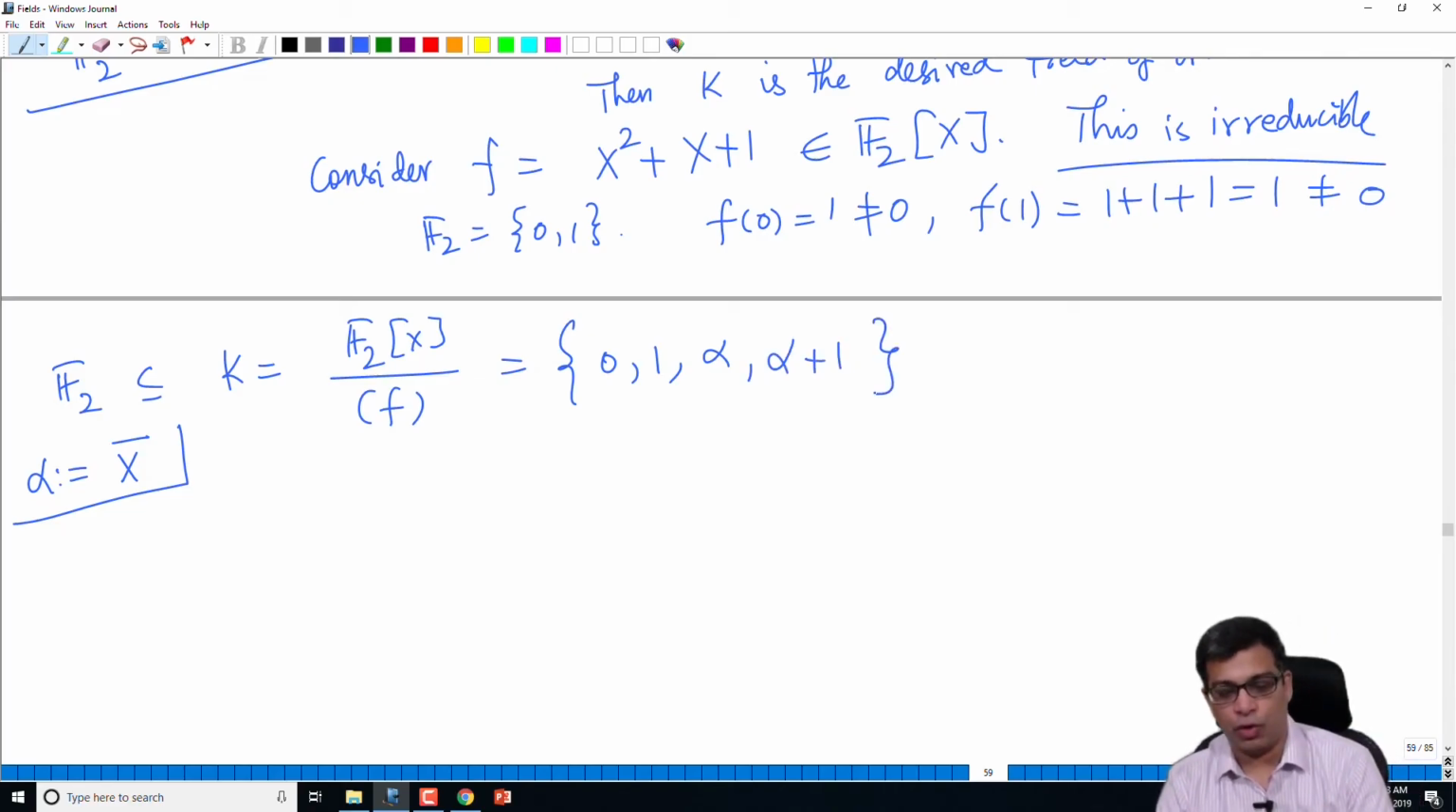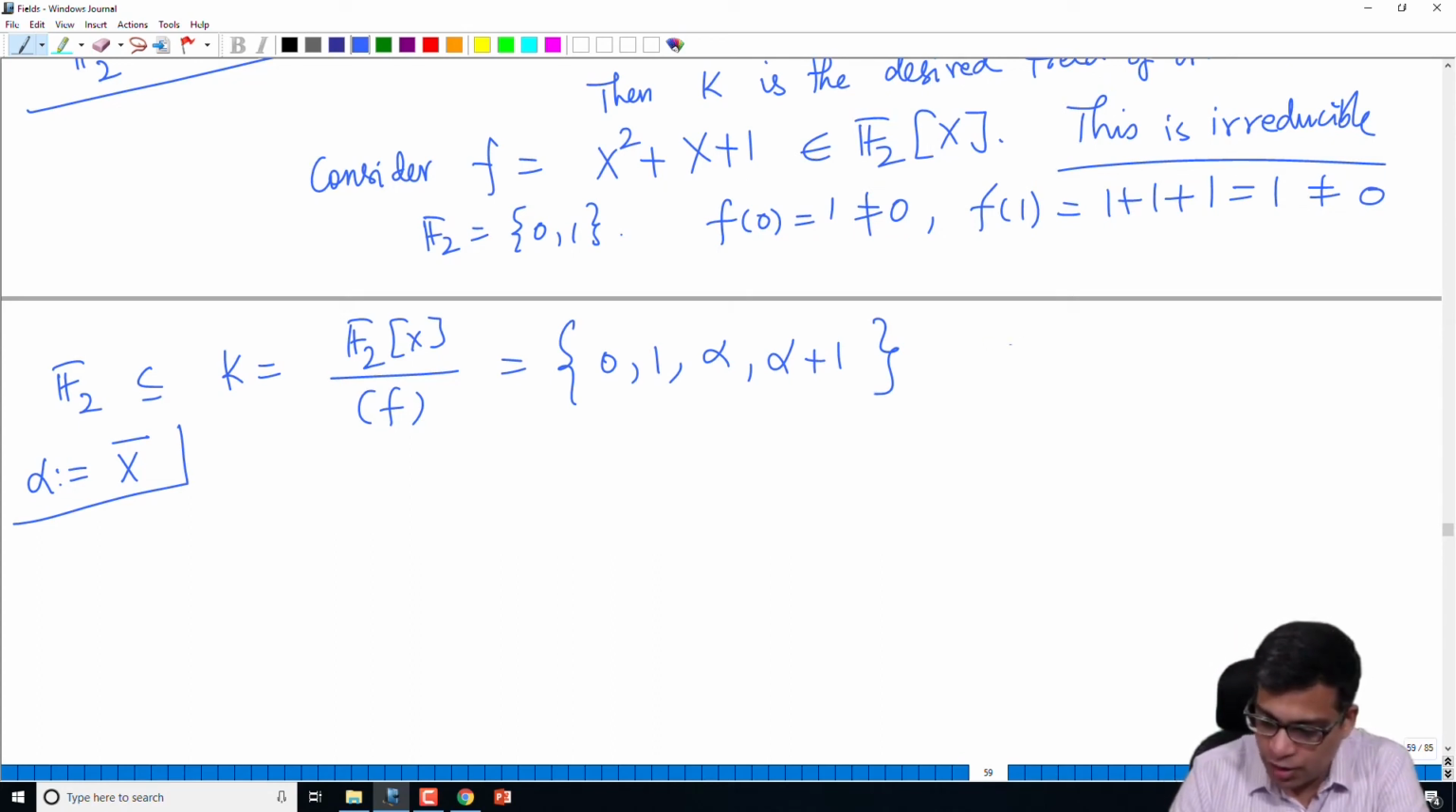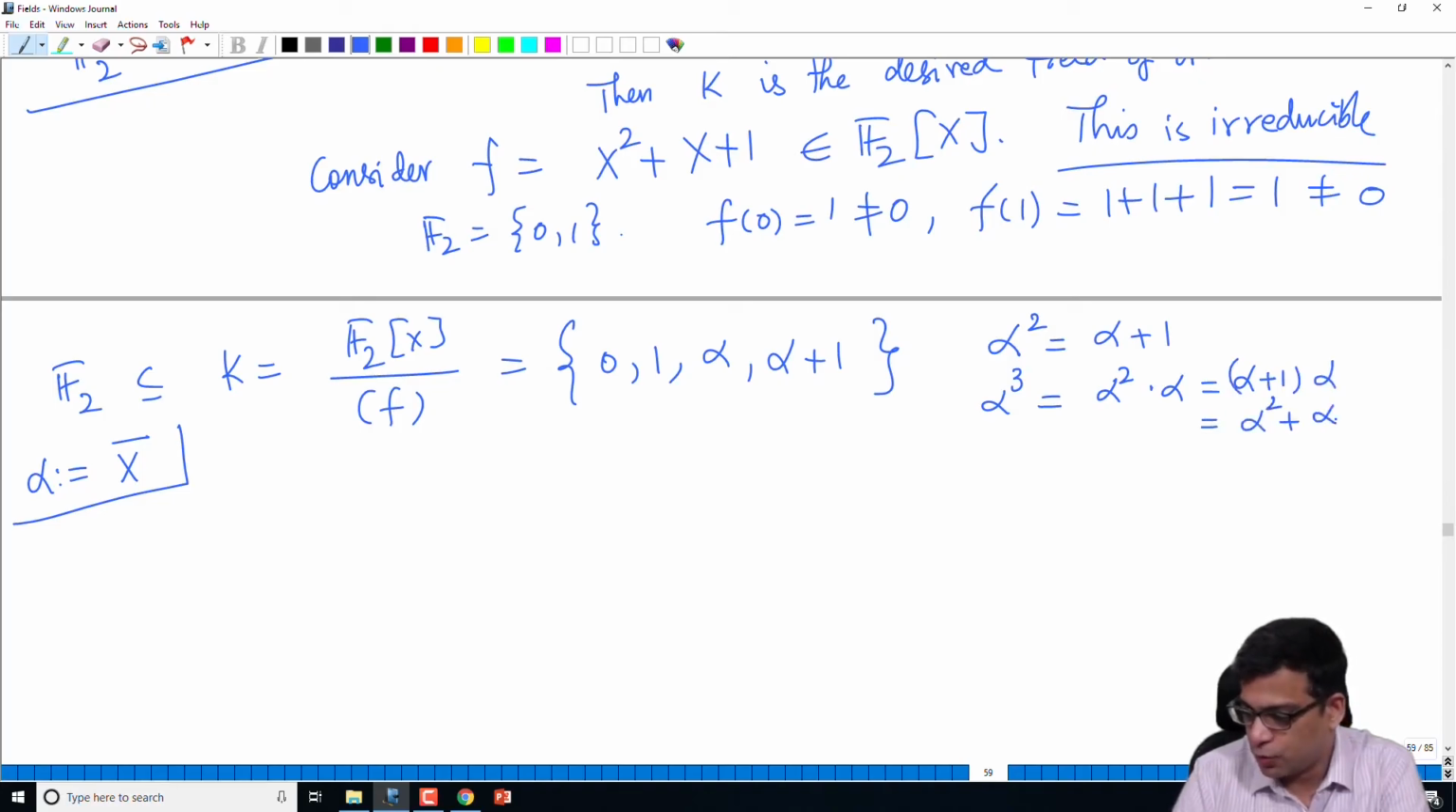Remember, 0, 1, alpha is a basis, and these are all the elements. If you take alpha squared, that's already alpha plus 1. So what I am saying is that alpha squared is alpha plus 1. What is alpha cubed? You can write it like this: alpha squared times alpha. So that's alpha plus 1 times alpha. That's alpha squared plus alpha.